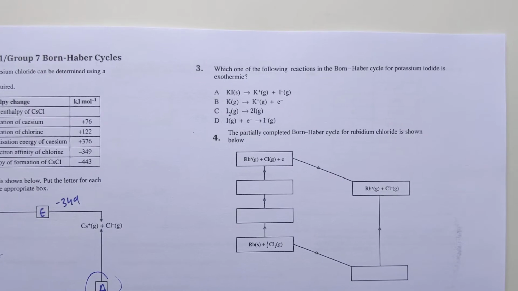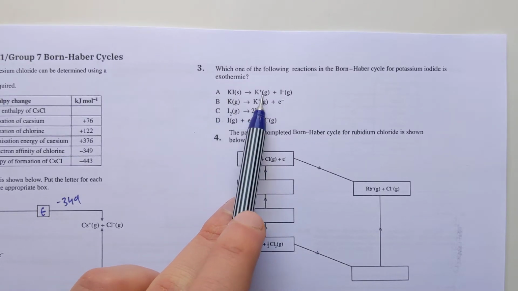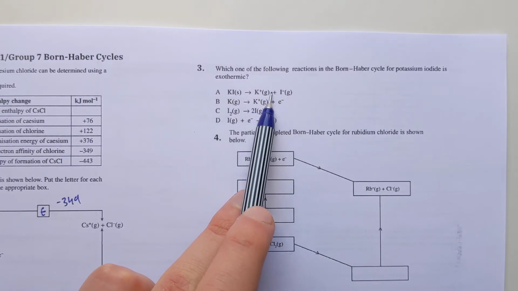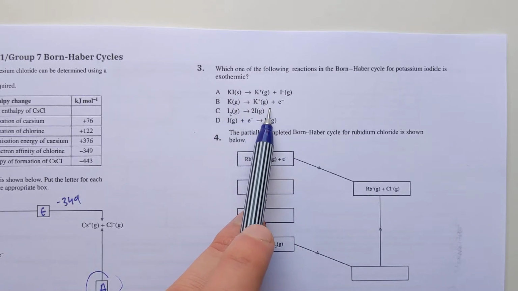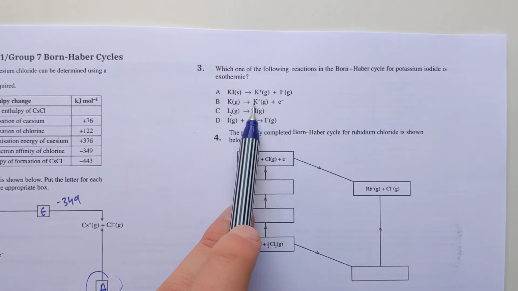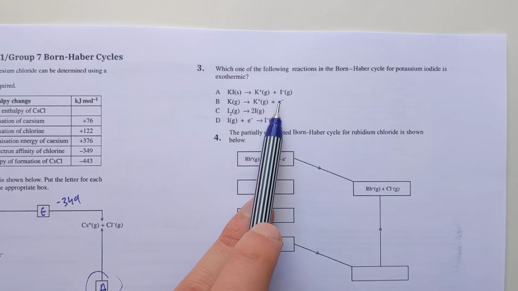Question 3. Which one of the following reactions in the Born-Haber cycle for potassium iodide is exothermic? So that's kind of just a wee bit of revision from your definitions on the first page of your notes. Just going down step by step. This one here, going from solid to gas, that's the lattice enthalpy. It's always endothermic. We're breaking apart a lattice. This one's the first ionization energy of potassium. That again is endothermic. It takes energy to rip that electron away.